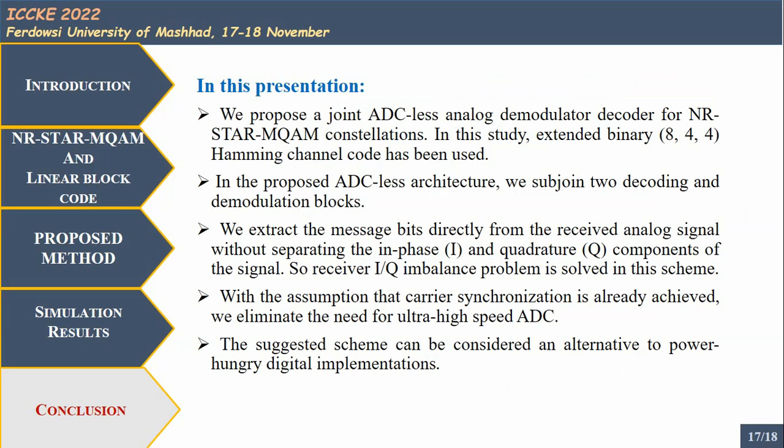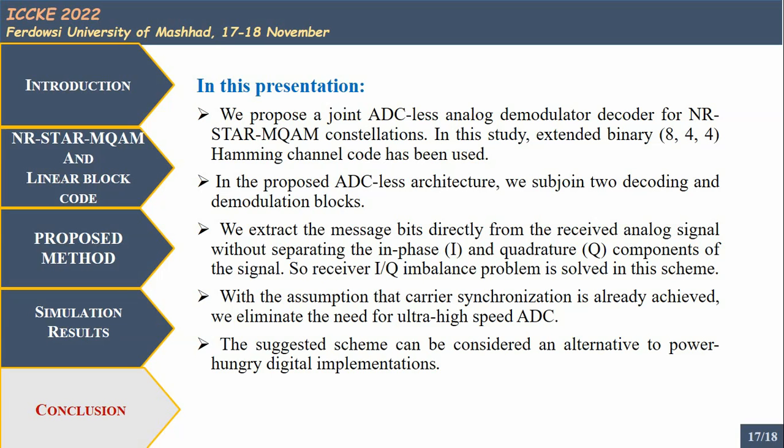In this presentation, we propose a joint ADC-less analog demodulator and decoder for n-ring star MQAM constellations. In this study, extended binary 844 Hamming channel code has been used. In the proposed ADC-less architecture, we subjoin two decoding and demodulation blocks.